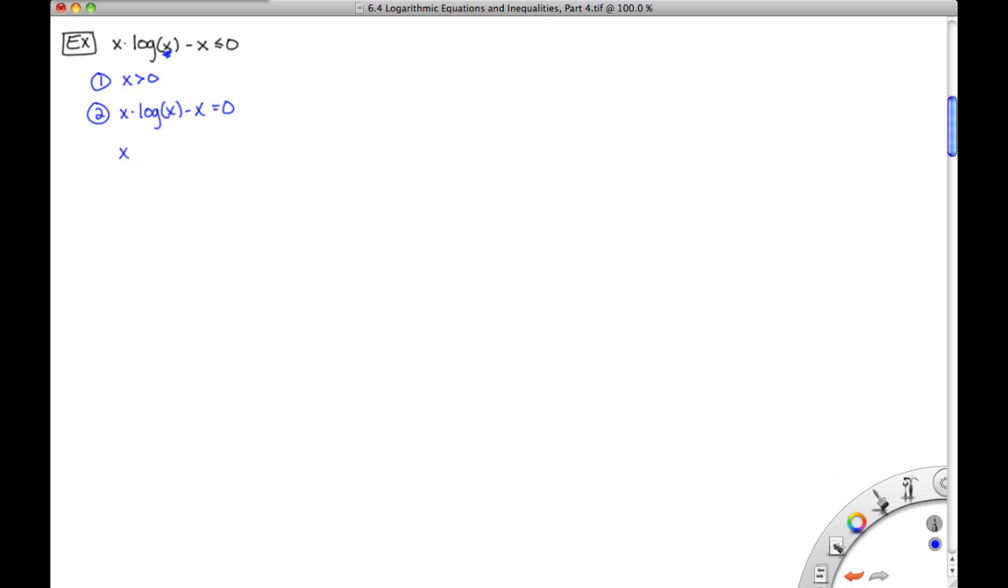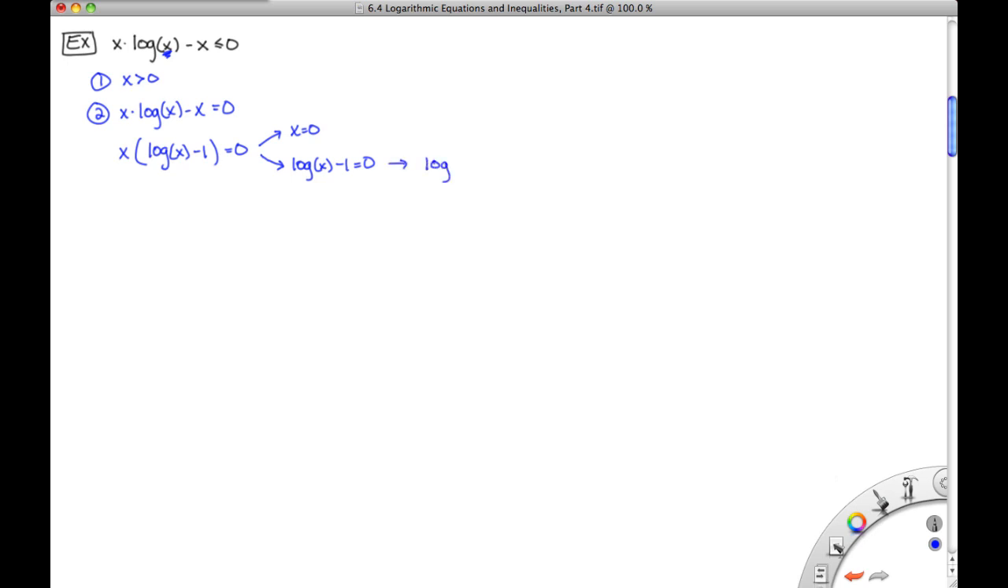I'm going to pull an x out, and that's going to leave me with log of x minus 1 is equal to 0. And now the product of these factors is equal to 0. So we can now set up these two scenarios. 1, x is equal to 0, and then 2, the log of x minus 1 is equal to 0. And we can go ahead and work through this one.